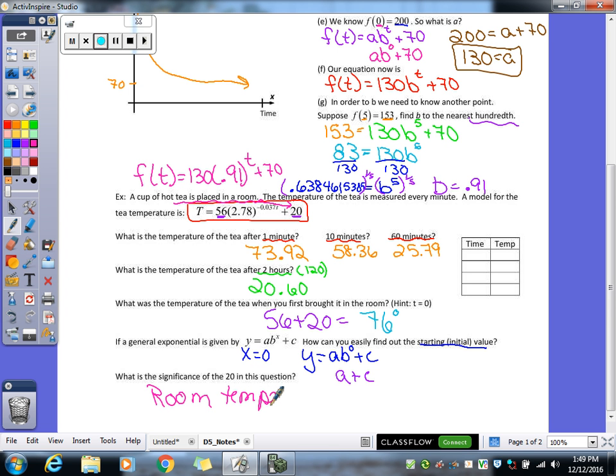They wanted you to put it in significance with the situation. Context, that's the word I was looking for. Context of the situation. So the 20 in this situation is room temperature, which is really cold. Really, really cold. I know.